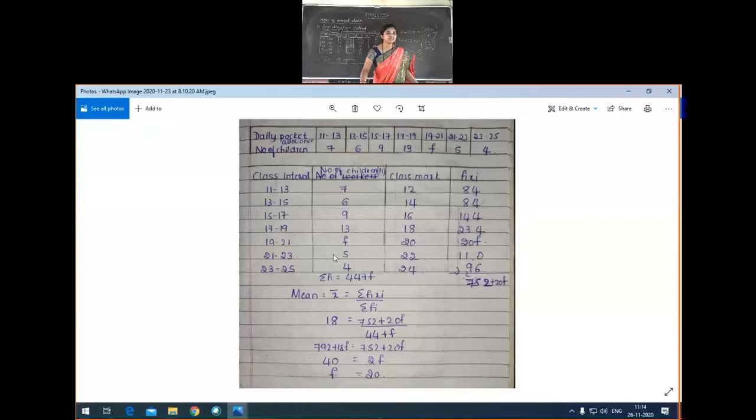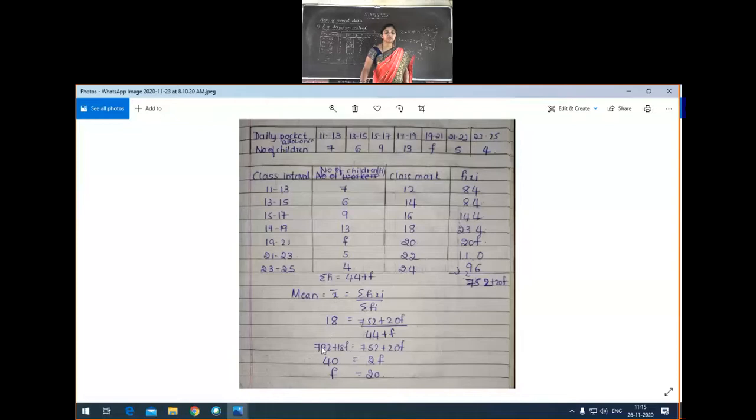So we have to add this properly. When we add this, we take the f separately: 44 plus f. Then the class mark and fi xi. When we add the fi xi column, we get 752 plus 20f. You have to take it like this only, 752 plus 20f. Now, the mean x bar is equal to sigma fi xi divided by sigma fi. The mean is already given, so you substitute 18. Then sigma fi xi is 752 plus 20f, divided by sigma fi, which is 44 plus f. Now just do the cross multiplication here.